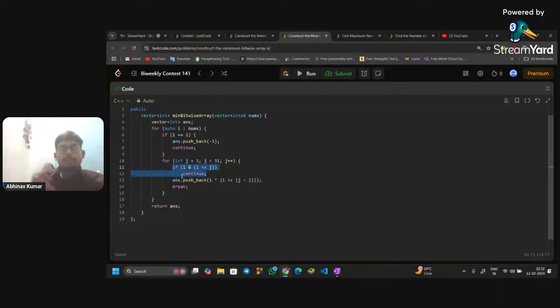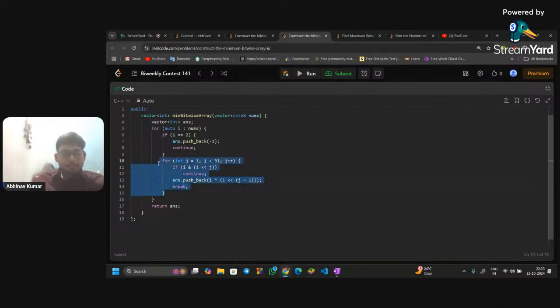Now whenever I don't do a continue, it means this jth bit was not set. I'll push back in my answer I XOR with 1 left shift j minus 1. So in order to flip a bit, we can do XOR with 1 left shift j minus 1. This is going to flip my j minus 1th bit from I. So my j minus 1th bit was 1, it's now 0. That is going to give me the minimum x, which can give me an I. So that I would push into my answer and break out of the loop.